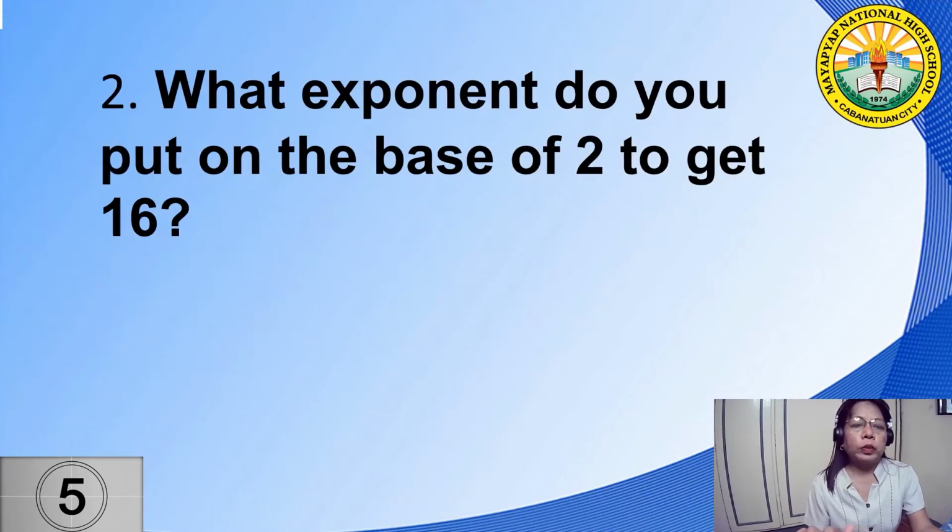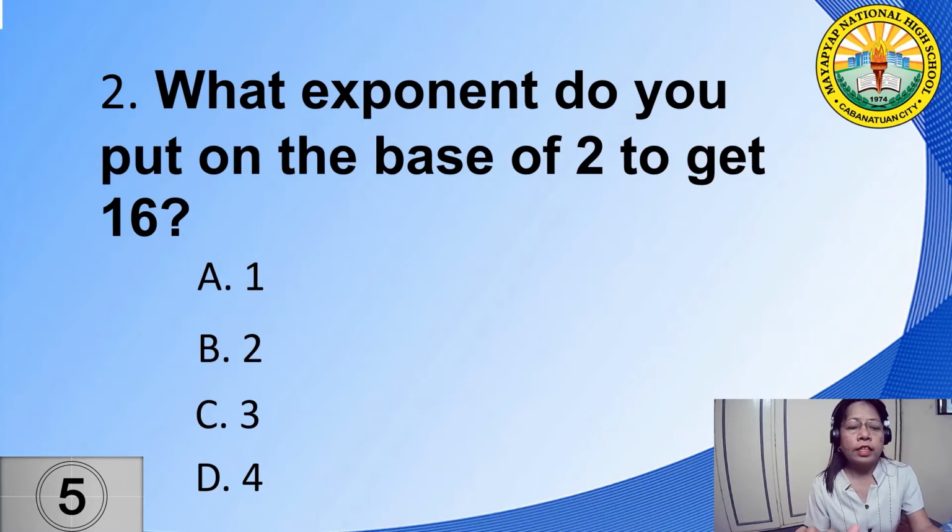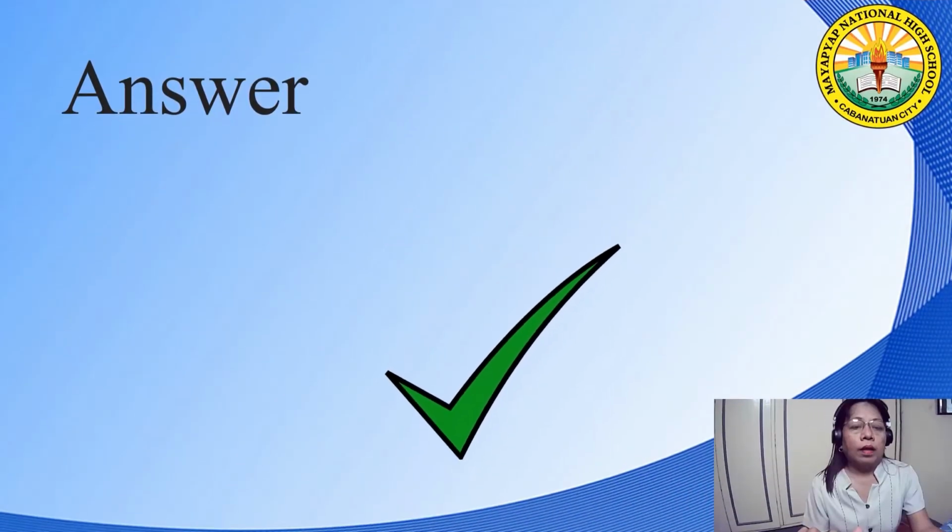Question number 2. What exponent do you put on the base of 2 to get 16? A. 1, B. 2, C. 3, D. 4. What do you think is the answer? Time starts now. Okay, the answer is letter D, 4.